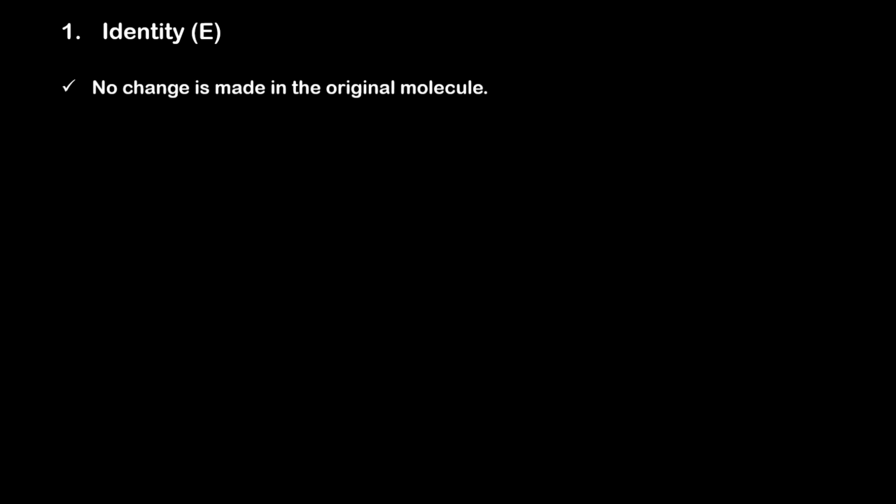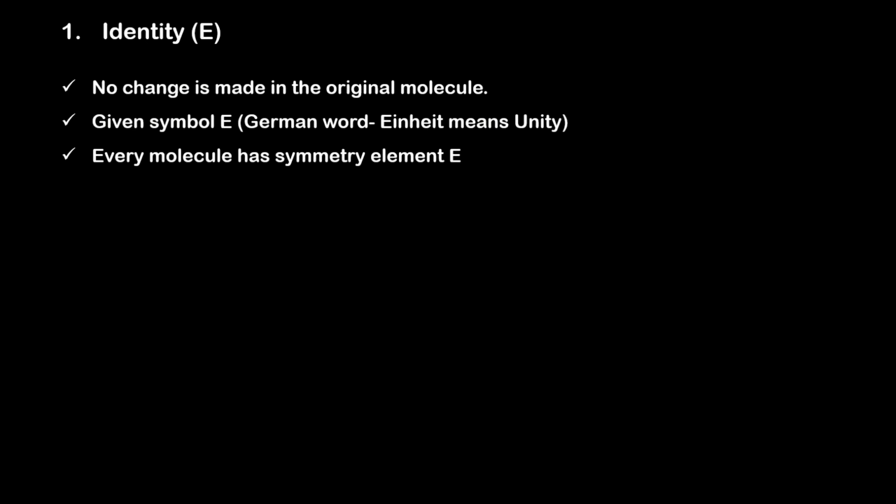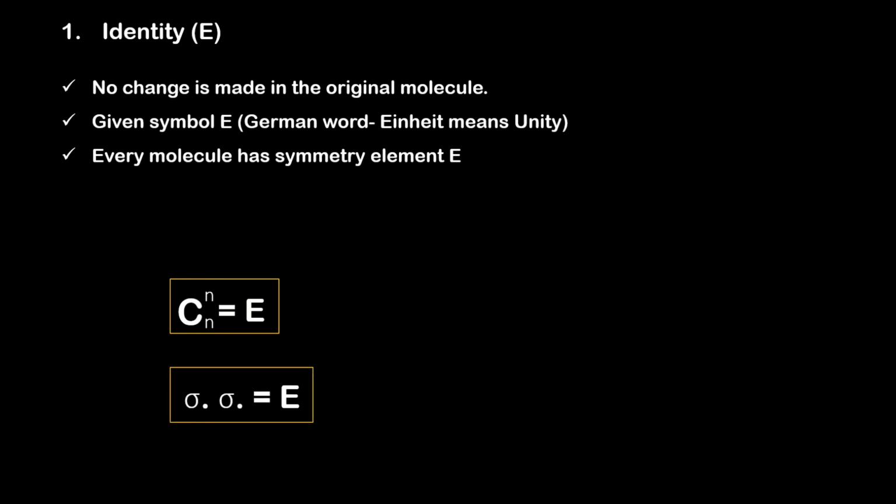Let's discuss one by one. First, identity. It is denoted as E. Identity means no change in the original molecule. It is given by the symbol E, that means unity. Every molecule possesses the identity element E. C n raised to n is equal to E and sigma multiplied by sigma is equal to E, which we will discuss further. If the object has only identity E, then it is known as an asymmetric object.